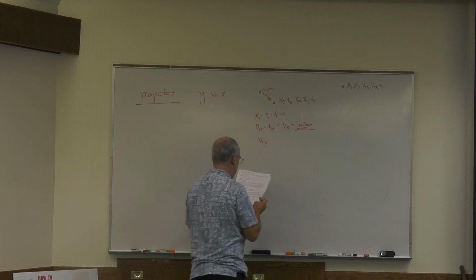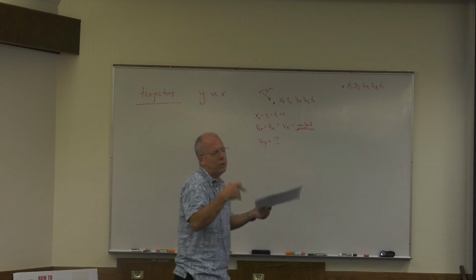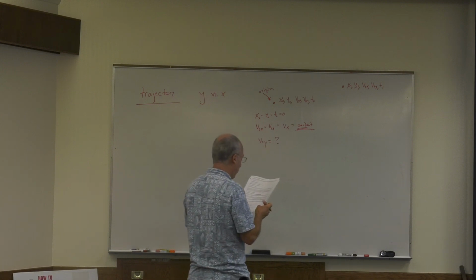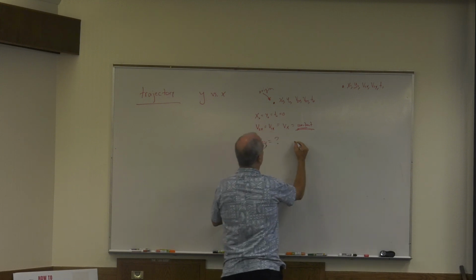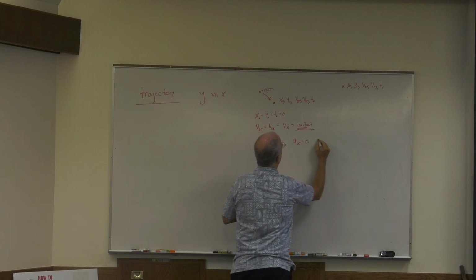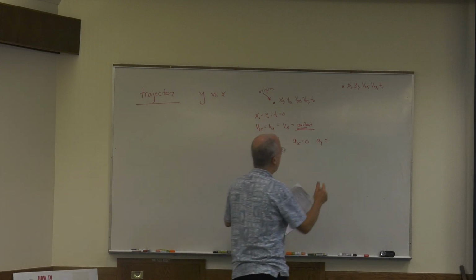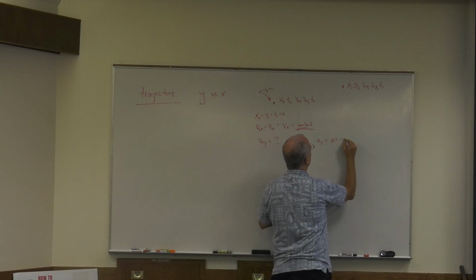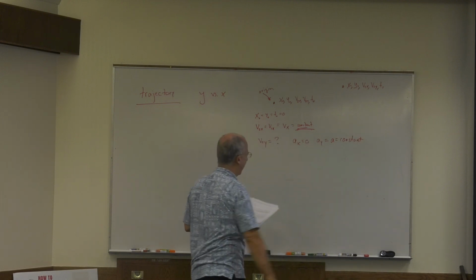Okay, but we don't know what v0y is, right? I mean, we're just trying to be super general. So we don't know what v0y is. Now we already said, I'm just going to repeat myself, that ax is 0 and ay, let's just call it a, is some constant. Another constant, not that one, something else.